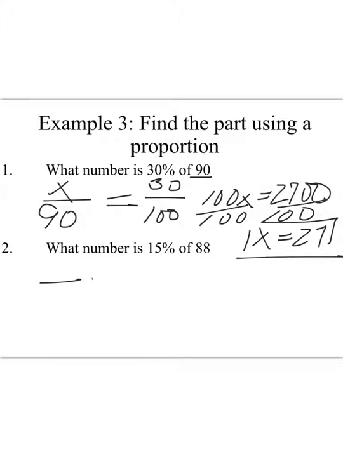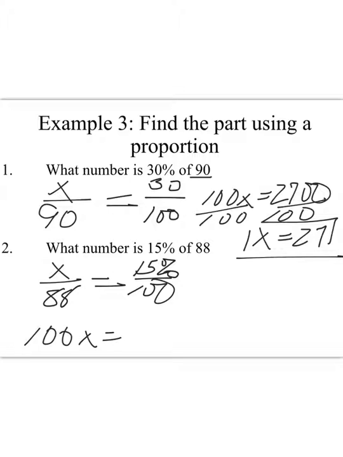15% of 88. So again, 100, we'll put the 88 over here, and we'll do 15%, my x. So 100x equals 15 times 88. Can't do that one in my head. 1,320. We will divide each side by 100, and x will give you 13.2.